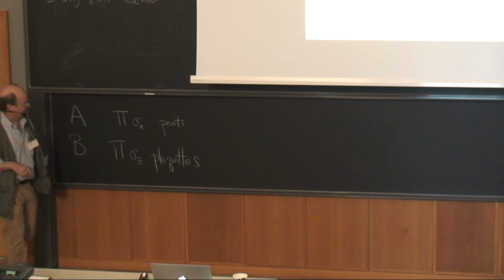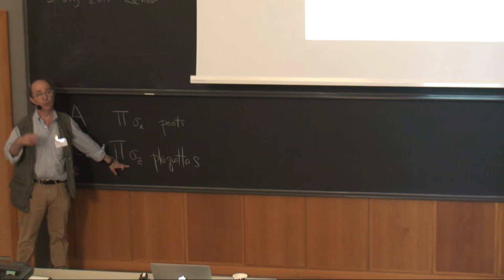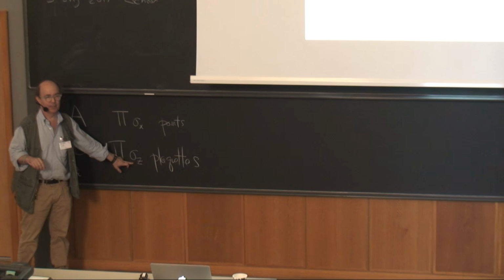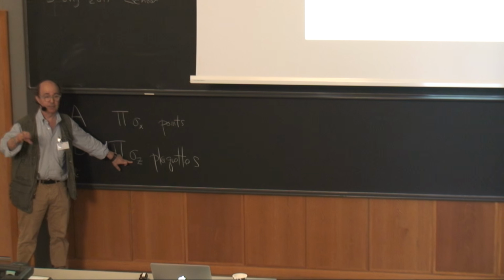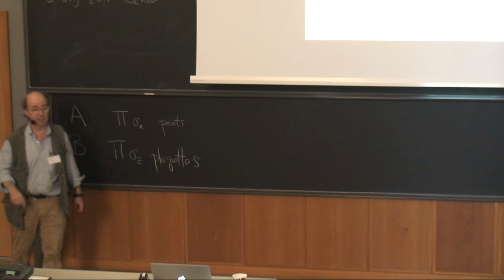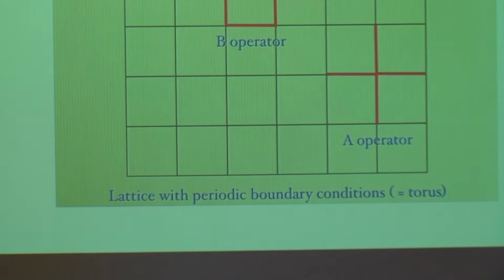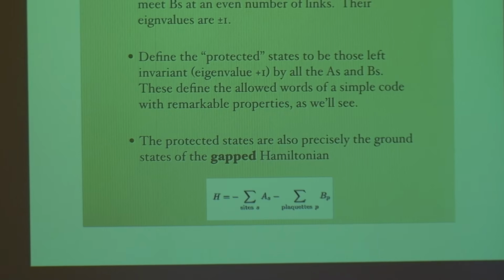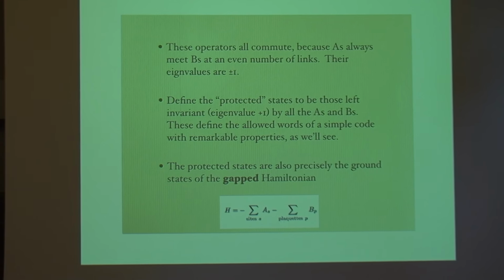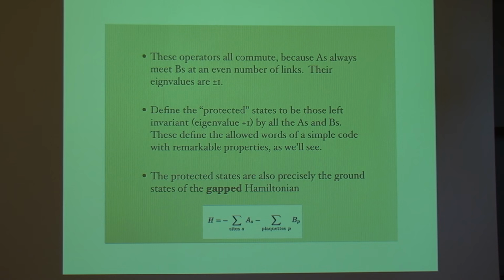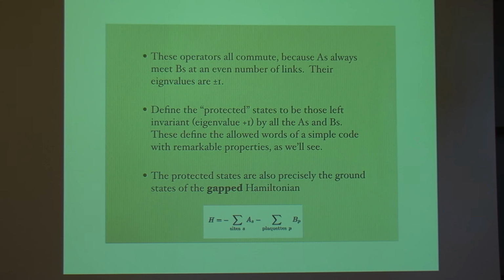The B operators are associated with plaquettes on the lattice, or, if you like, with points on the dual lattice. And what they do is multiply the links on that plaquette, or surrounding that dual point, by sigma z's. They all commute, and their eigenvalues are plus or minus 1. Now, there's some reference in these slides to protected states. That's because of interest in this model for quantum computing and memories, which I'm not going to go into. For us, a protected state in this context just means a ground state.